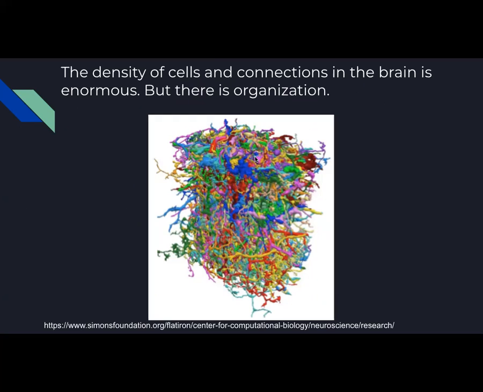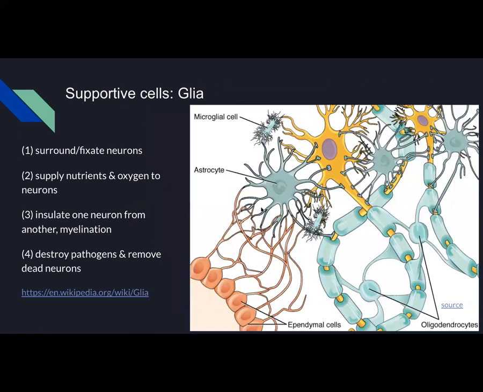And besides neurons, which you might be able to identify here, I'm not sure which colors the neurons are, there are also lots of supportive cells, which we call glia. There are macroglia and microglia. But overall, the glia surround the neurons and fixate them in place. They supply nutrients and oxygen to them. They insulate a neuron from another, but also help with myelination, which is something you can see here. Myelination allows for more efficient transport of electrons down an axon.